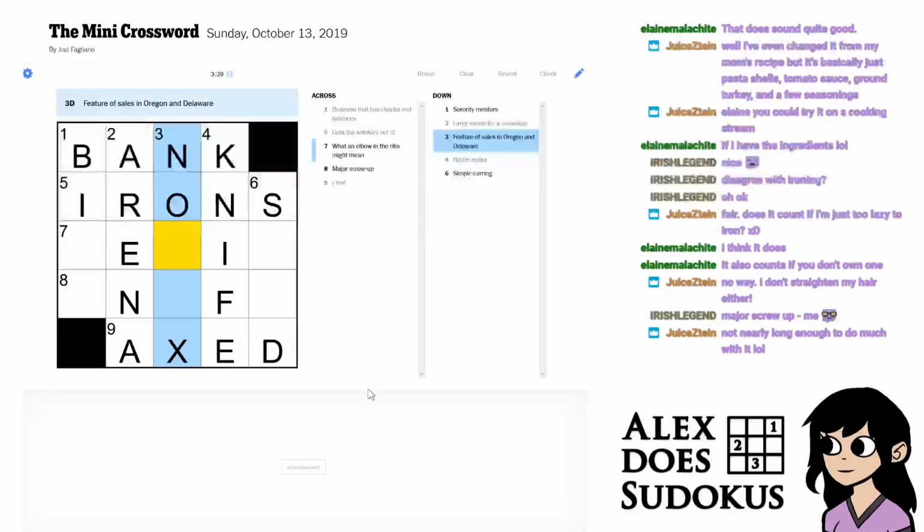Oh, that's harsh, but also it doesn't fit. We need more letters. Unless, are you saying that, well, I don't think it's Irish. I don't think it's legend either. It won't fit, so sorry. Not nearly long enough to do much with it. I miss having short hair.